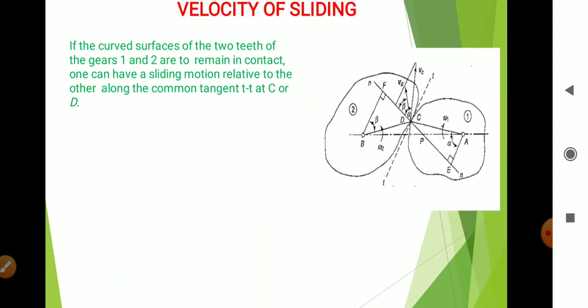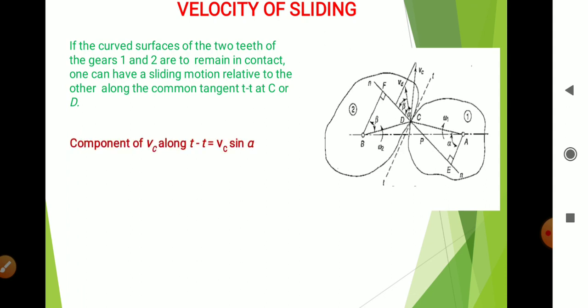So, what is the statement? If the curved surfaces of two teeth of gear 1 and gear 2 are to remain in contact, one can have a sliding motion relative to the other along the common tangent TT at C or D. Okay, this is the statement.